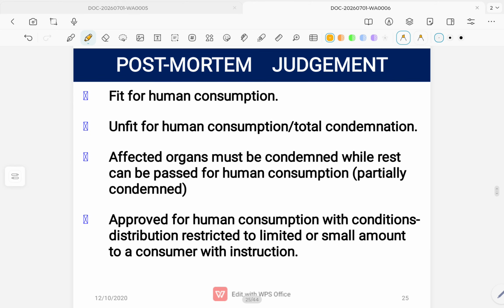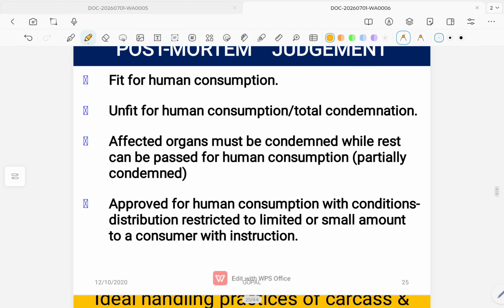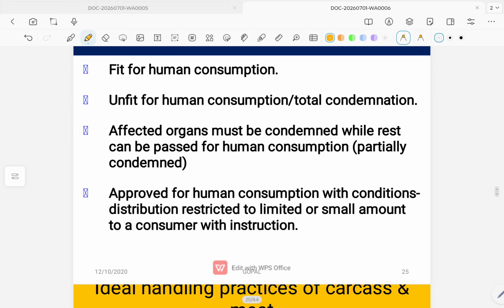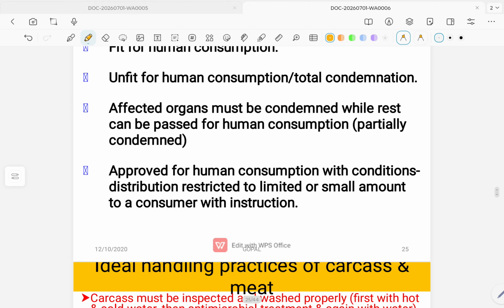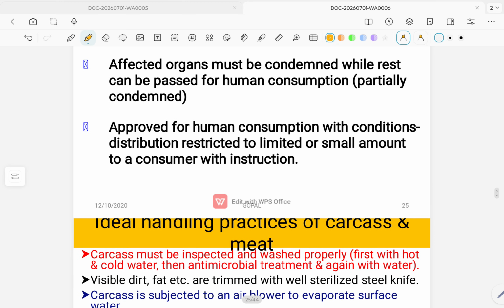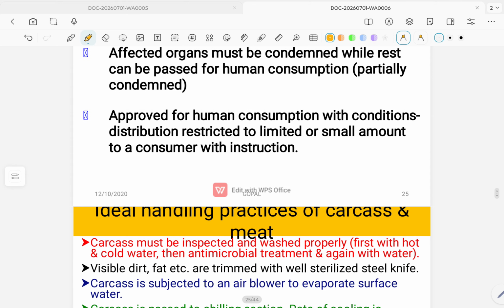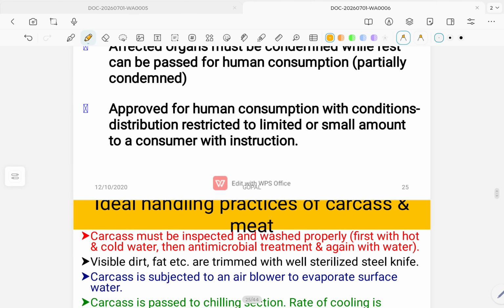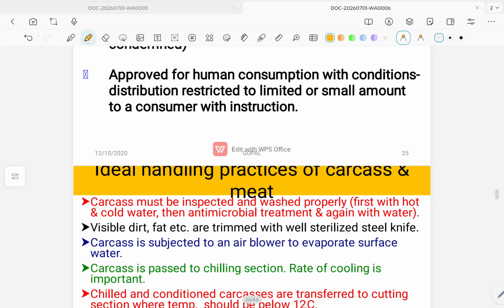The affected organ must be condemned while the rest can be passed for human consumption. Partially condemned meat is approved for human consumption with conditions: distribution restricted to a limited or small amount to a consumer, with instruction.